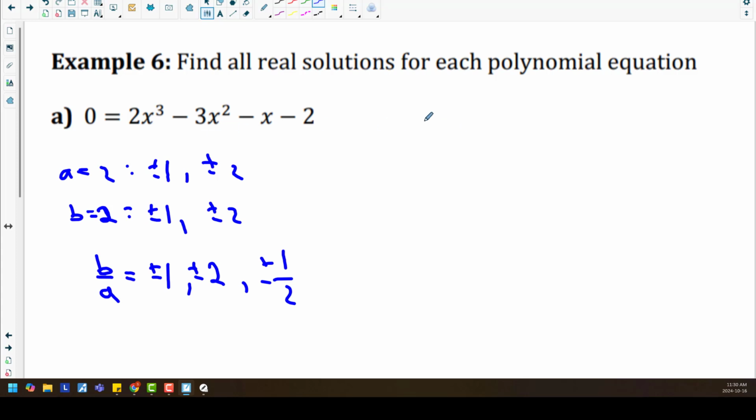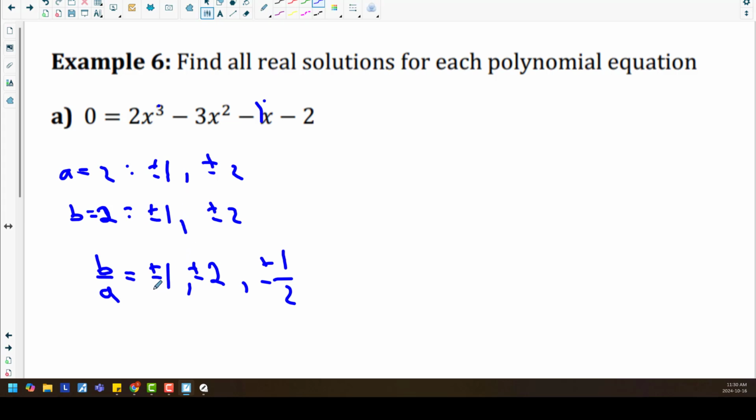1, once again, easiest one to check. 2 minus 3 minus 1 minus 2. That's clearly more negative than it is positive, so 1 doesn't work. Let's try negative 1. So negative 2, negative 3, positive 1, minus 2. So I switched the signs for the odd exponents, so 2 became negative 2, and negative 1 became positive 1. Let's add them together. Once again, this does not equal 0, clearly.